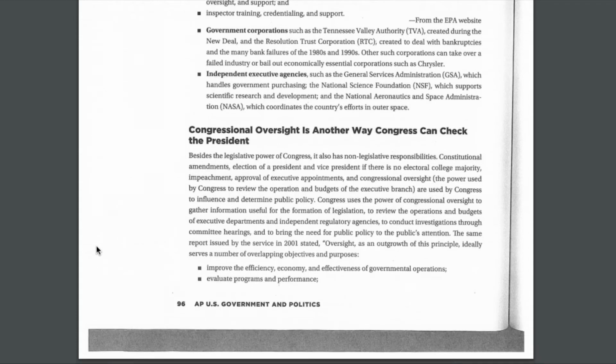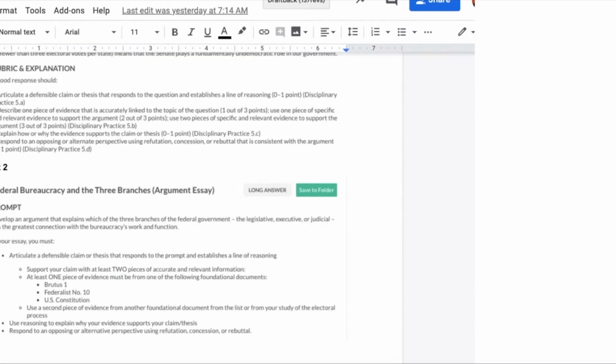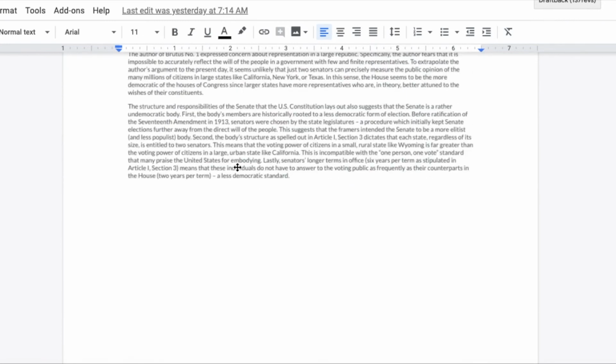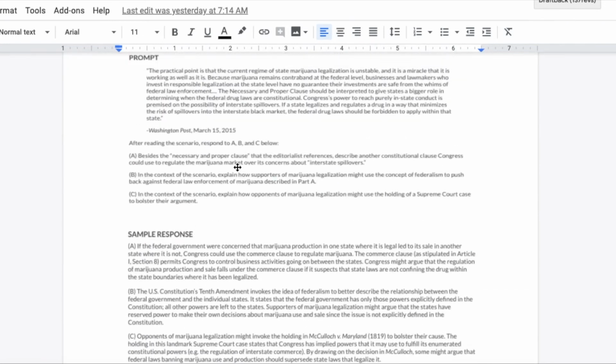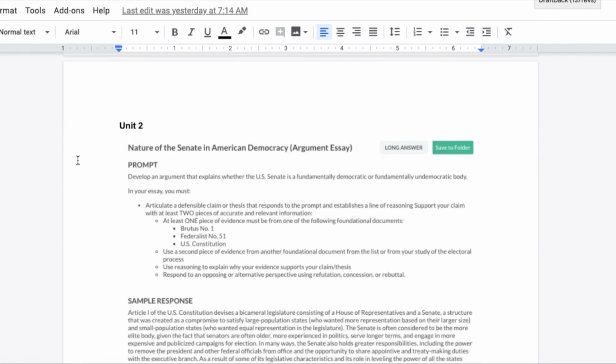So that would be your Unit 2 overview, key concepts there, and how that could be applied in an FRQ. If you're looking at an example for an FRQ, you can look at bureaucracy, you can look at the different branches. Here's an example on the Senate: the nature of the Senate in American democracy. It says, develop an argument that explains whether the U.S. Senate is a fundamentally democratic or fundamentally undemocratic body.